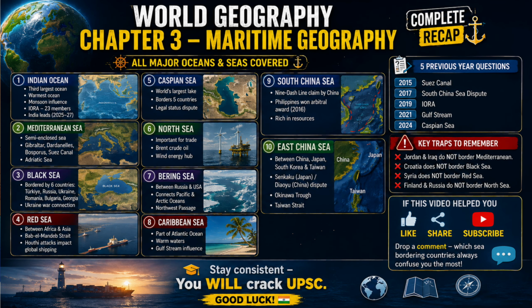We covered all major oceans and seas, Indian Ocean and IORA, Mediterranean Sea with Gibraltar, Dardanelles, Bosphorus, Suez Canal and Adriatic, Black Sea with 6 bordering countries and Ukraine war connection, Red Sea with Bab el-Mandeb and Houthi attacks, Caspian Sea as world's largest lake with legal status dispute, North Sea with Brent crude and wind energy, Bering Sea with Northwest Passage, Caribbean Sea and Gulf Stream, South China Sea with 9-dash line and Philippines arbitral win, and East China Sea with Senkaku Diaoyu dispute. And we solved 5 previous year questions from 2015 to 2024.